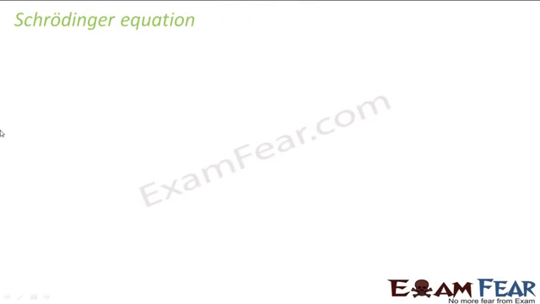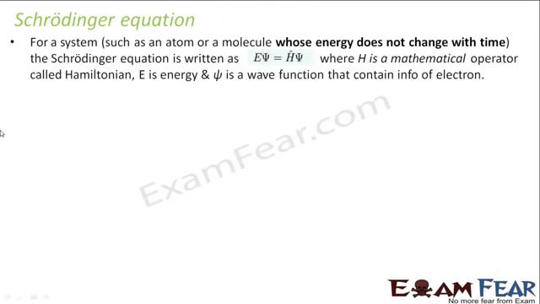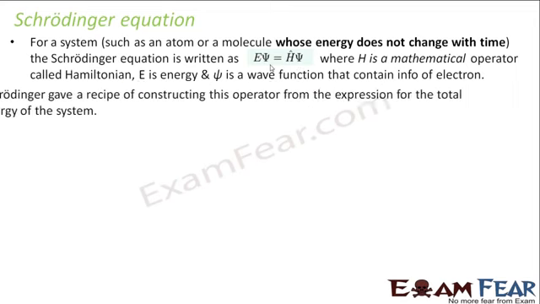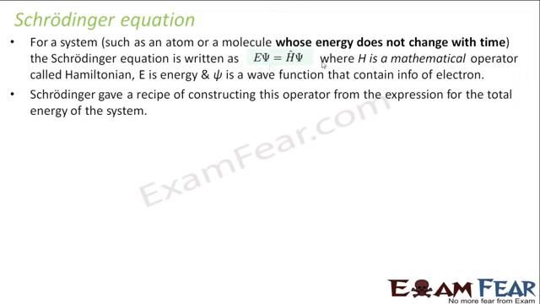Now let's discuss the Schrödinger equation. Schrödinger has given an equation that is E psi is equal to H psi, where psi is nothing but a wave function, H is a mathematical operator called the Hamiltonian, and E is the energy. And this is for atoms whose energy does not change with time. He gave a whole new mathematics to work on this function.